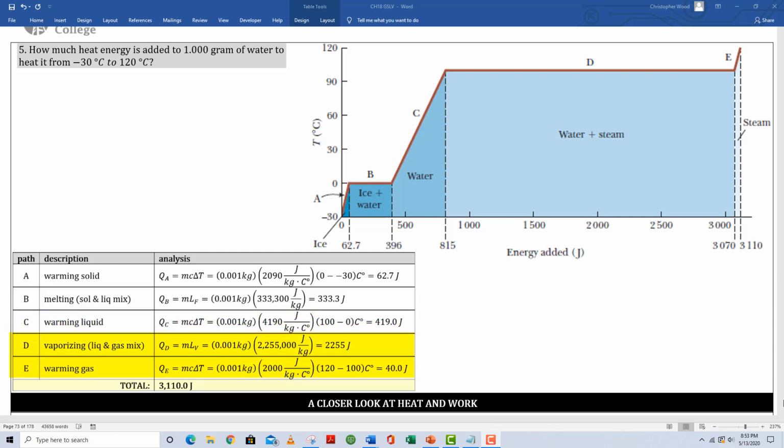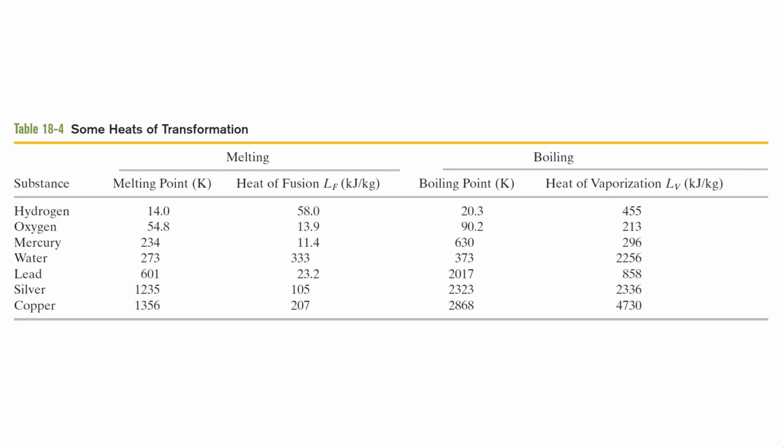And finally, I add up all of these heat contributions and I learn that 3,110 joules of heat is needed to take a 1 gram piece of ice starting at negative 30 degrees Celsius and transforming it to steam at 120 degrees Celsius with various warming and phase change segments along the way. Before we move on, let's take a look at this table, which is found in your textbook, so make sure you're aware of that and use it. We've just been talking about latent heat of fusion and latent heat of vaporization for water, so this is the table you would refer to.